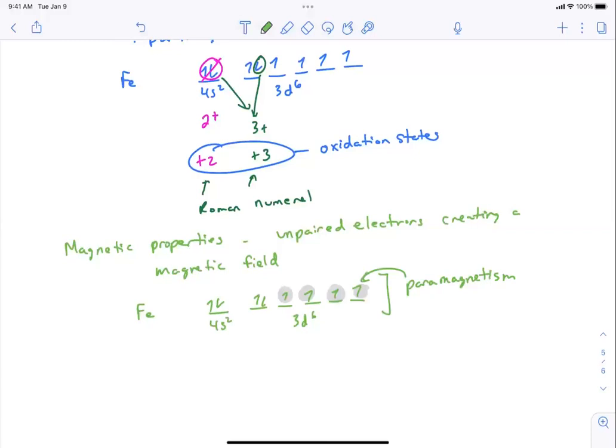Wait, how do we compare electrons to magnetic field? Because when they are spinning on their own, they create a magnetic field, and there's no opposing electron to cancel out its field, so it generates its own field that way. So if everything's paired, they all cancel each other out. It's when you have unpaired ones that are able to spin freely, they generate a magnetic field that's unchecked.